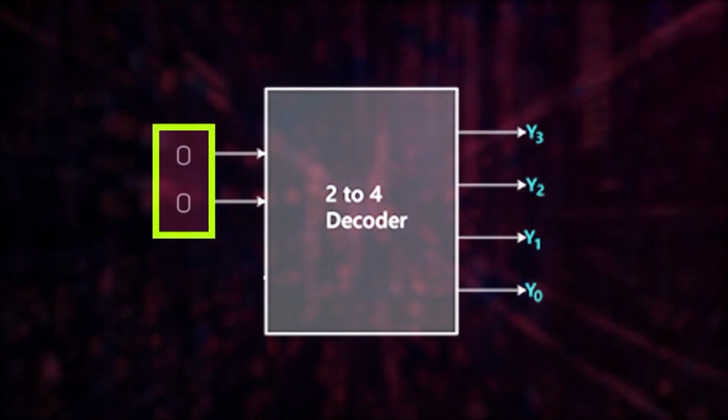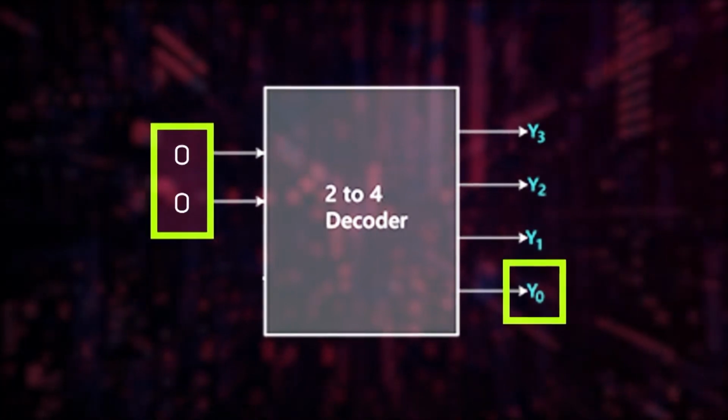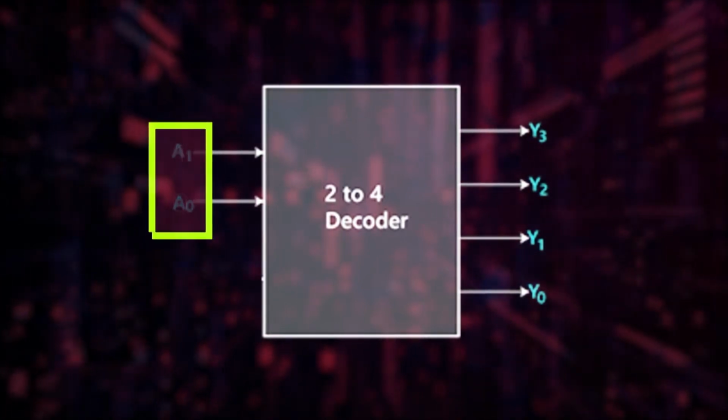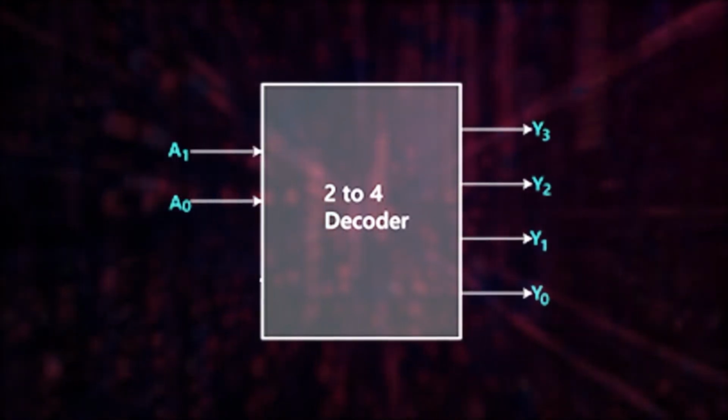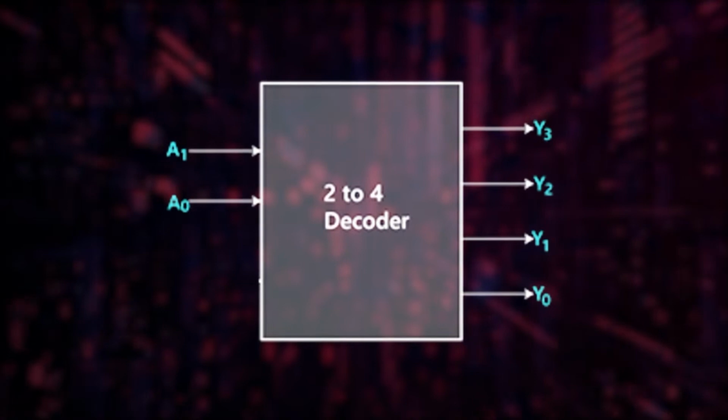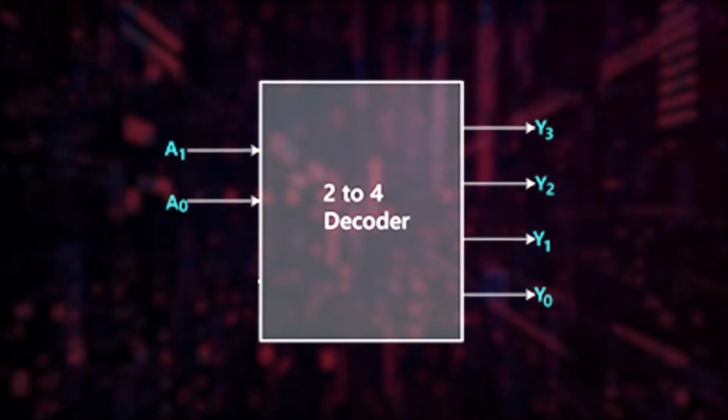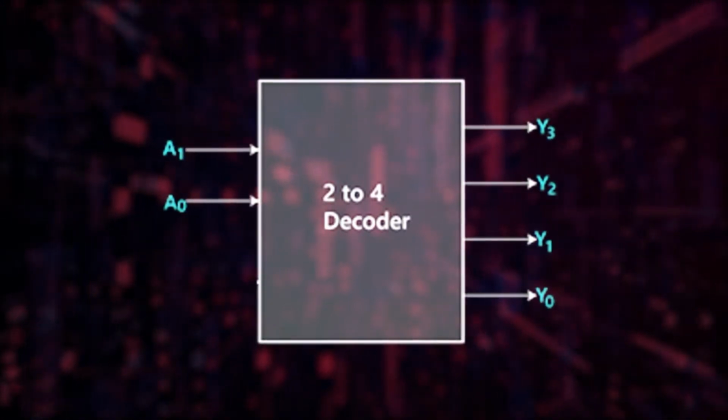When A0 A1 is 0 0, Y0 will be high. When A0 A1 is 0 1, Y1 will be active high. Similarly, the other two combinations are also detected. Look at the block diagram. We have 2 inputs and 4 outputs.